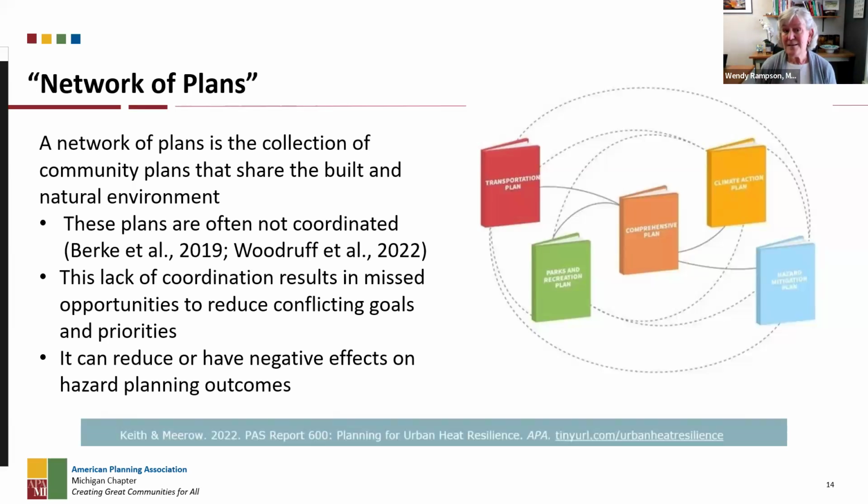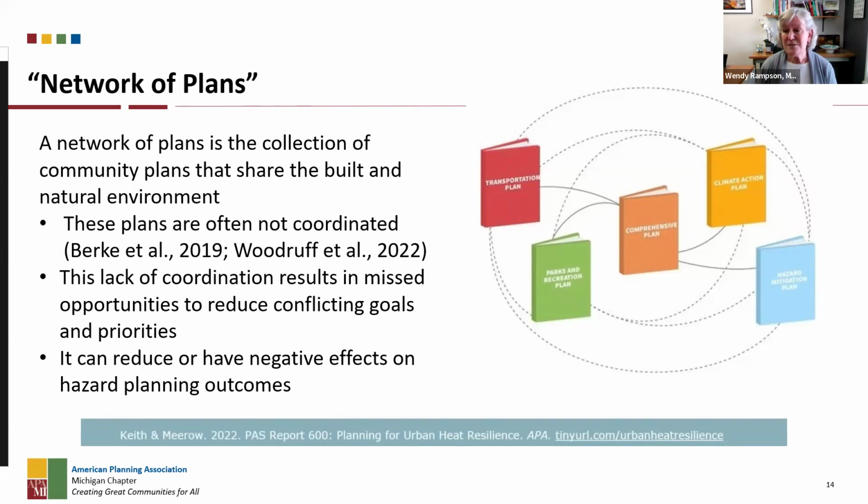On the minus side, these plans are often created in silos, focusing on very specific issues or time periods, or perhaps technical requirements or geography. The research cited here on the slide has shown that a community's network of plans tends not to be coordinated, resulting in conflicting goals and priorities. As a result, these conflicts can have a negative effect on resilience efforts.